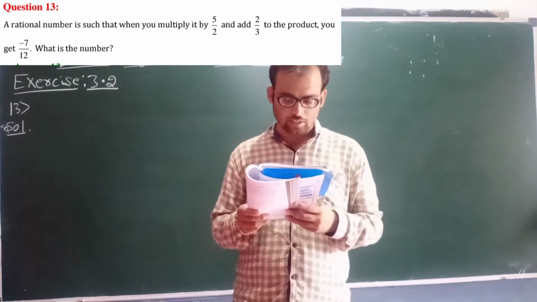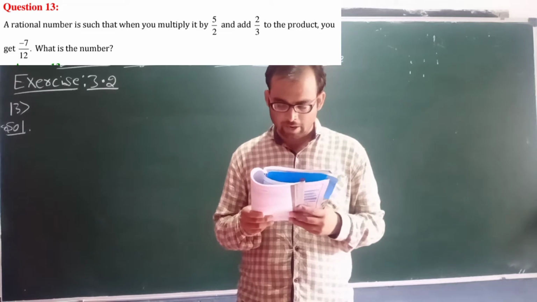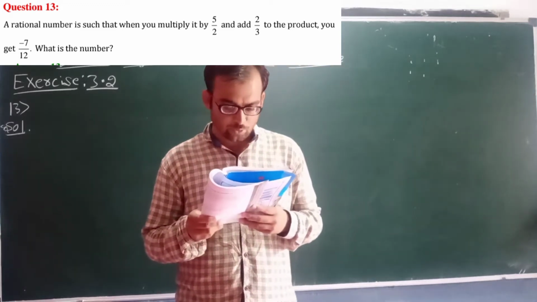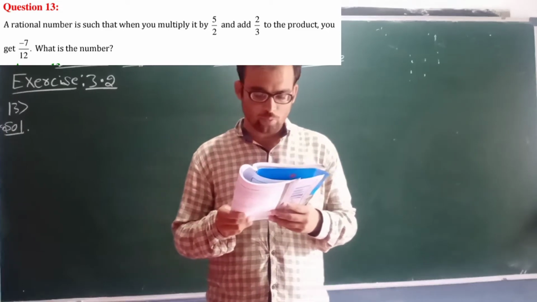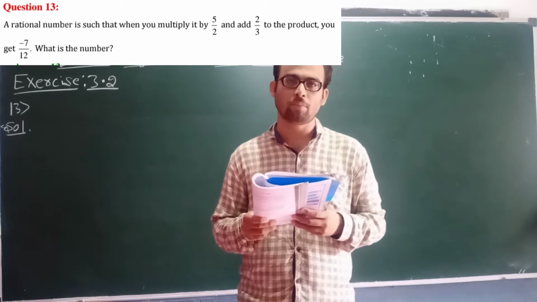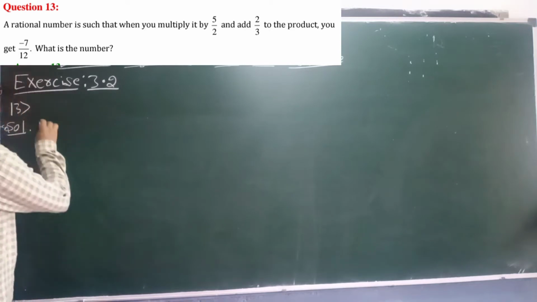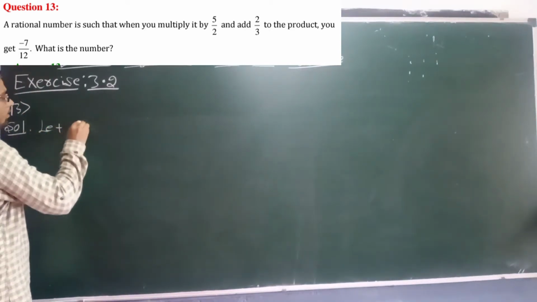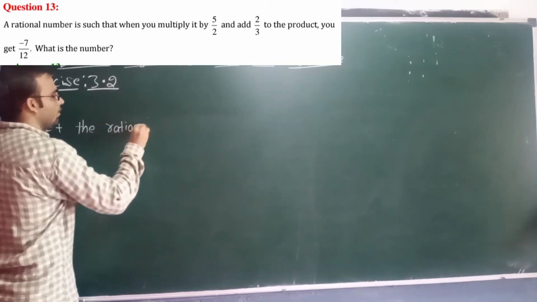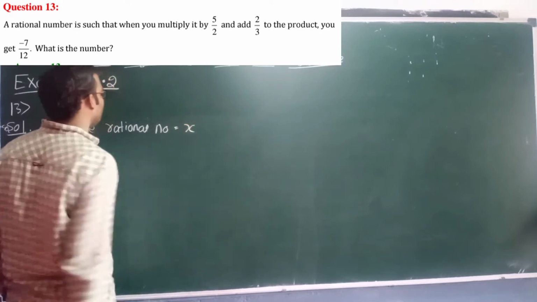Students, now let us see 13th question. Okay. A rational number is such that when you multiply it by 5 by 2 and add 2 by 3 to the product, you get minus 7 by 12. What is the number? Okay, so here we need to find that rational number. Students, let the rational number be x. Let the rational number equal x.